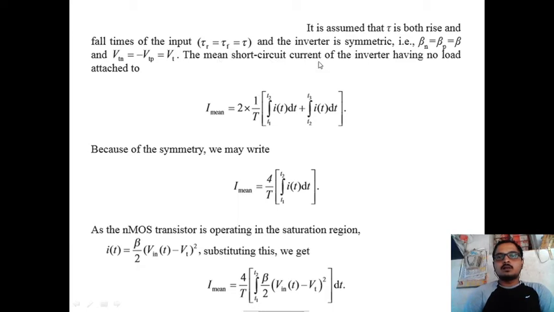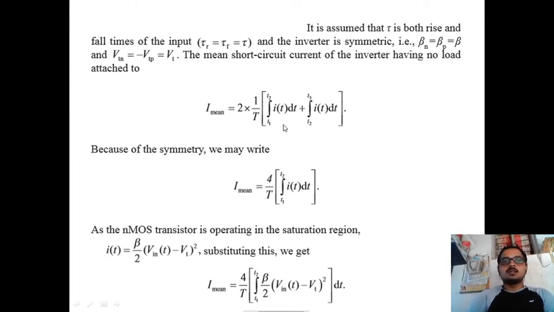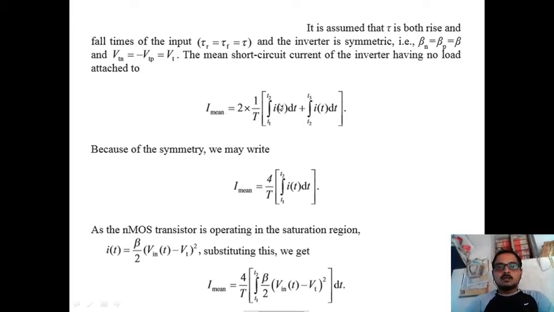The mean short circuit current of an inverter has no load attached to it. In order to get this equation, there is no load attached. Remember this. That is, the mean short circuit current I mean equals, this is the term for a single transistor, this is the term for the second transistor, this is the term for the pull up and this is the term for the pull down transistor. This is the current equation for pull up transistor and pull down transistor.